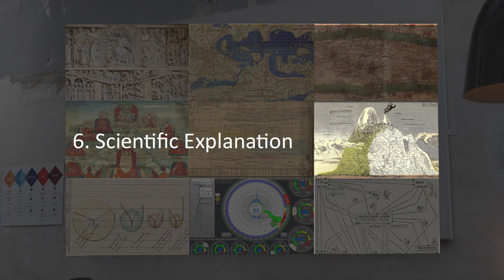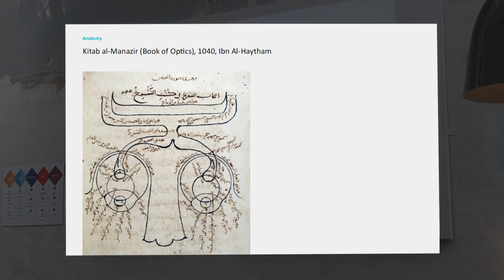So when we think of scientific explanation, let's think of it as embracing the recording of direct observation of phenomenon. I'm not going to argue about scientific method here, but I'm saying that scientific explanation is you observe something and you're trying to communicate directly what you've observed. One of the richest themes here is depicting human anatomy.